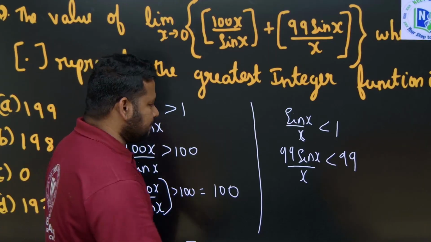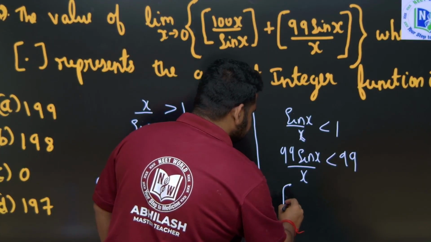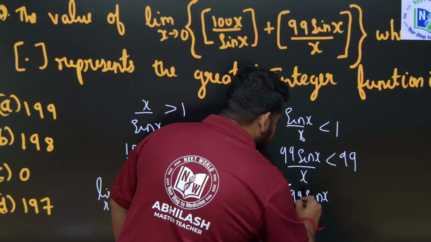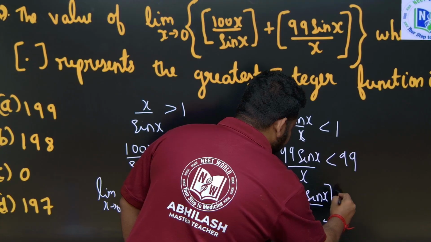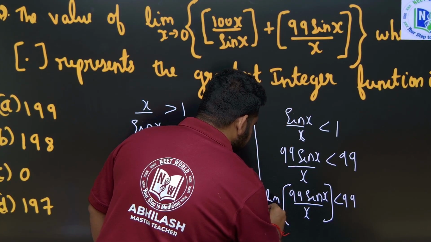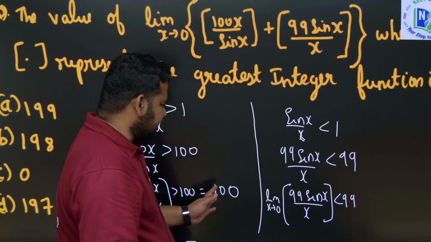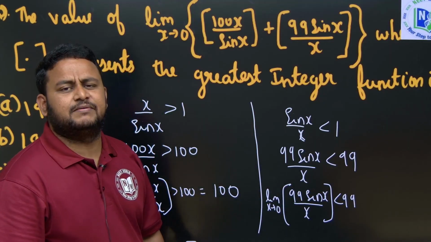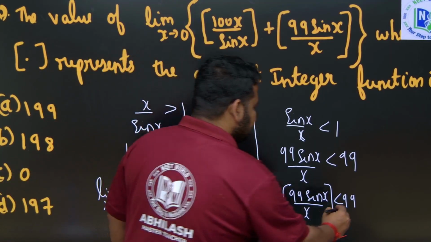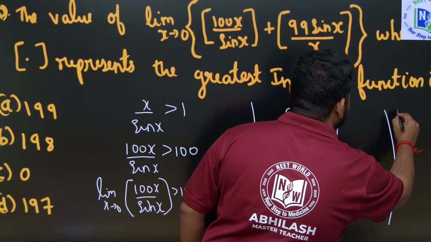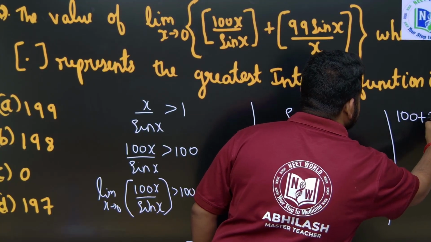Let me apply the GIF function as the limit tends to 0. 99 sin x by x will be less than 99. Greater than 100 means 100 point something. Less than 99 means it is 98 point something. So this value will not be equal to 99, it will be equal to 98. So we got one value as 100, another as 98.